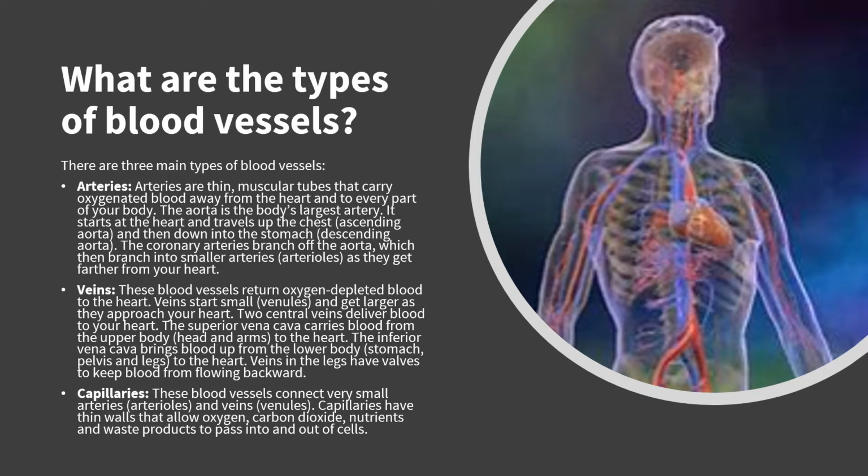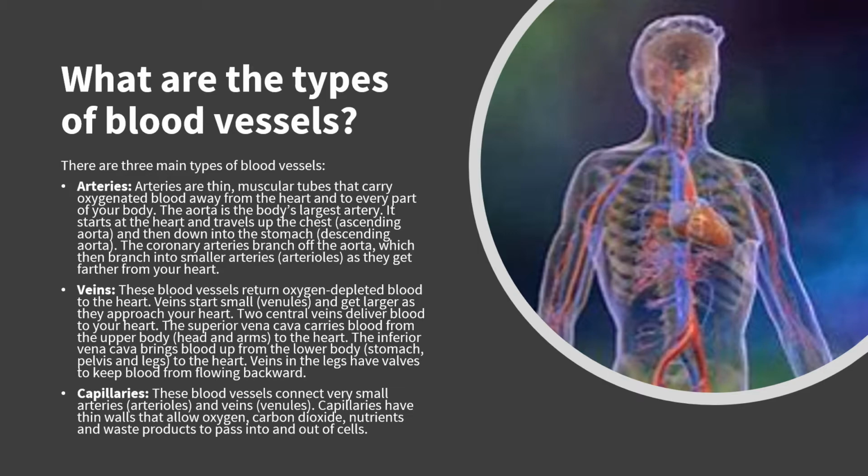The coronary arteries branch off the aorta, which then branch into smaller arteries, arterioles, as they get farther from your heart. Veins. These blood vessels return oxygen-depleted blood to the heart. Veins start as small venules and get larger as they approach the heart. Two central veins deliver blood to your heart. The superior vena cava carries blood from the upper body, head and arms to the heart.